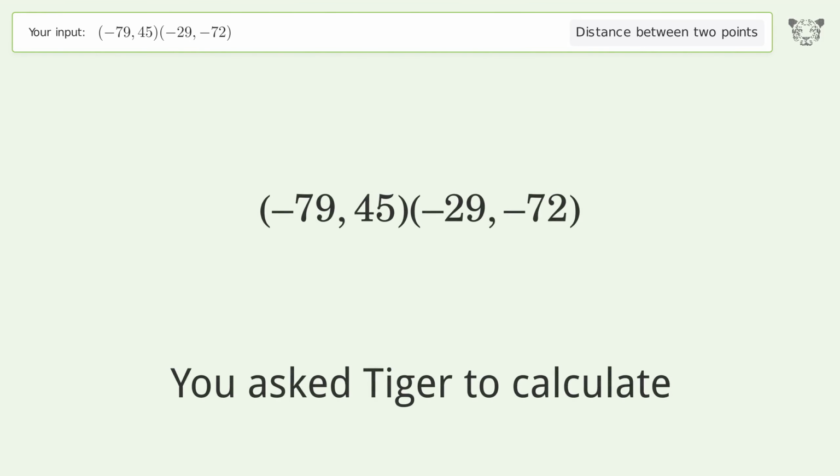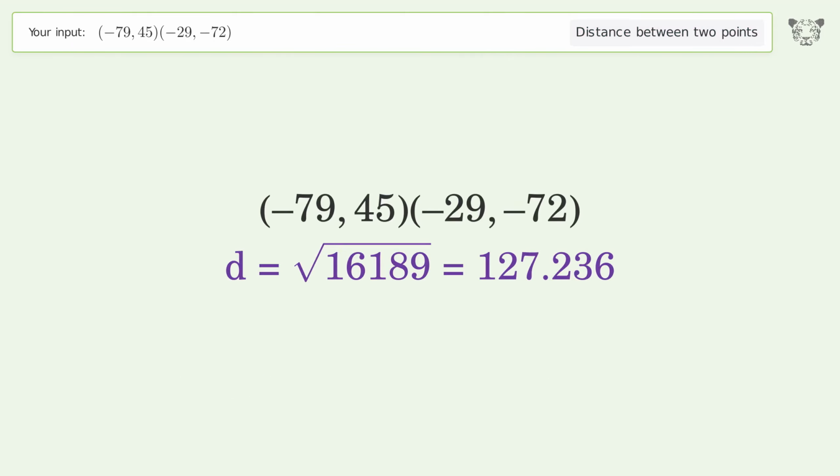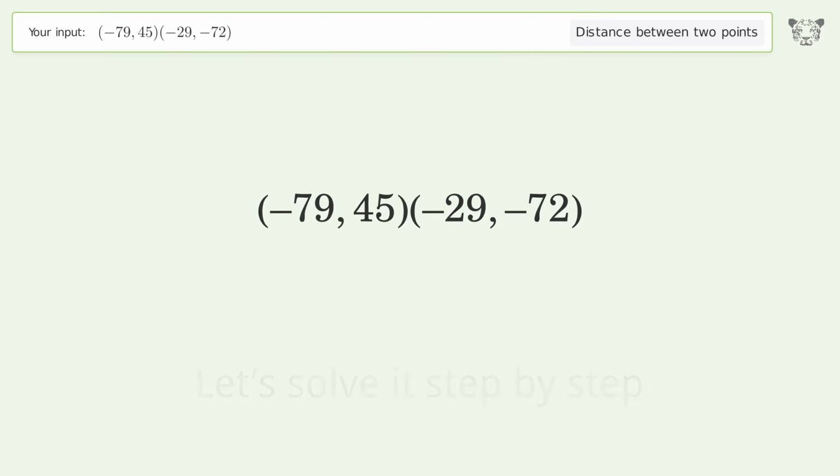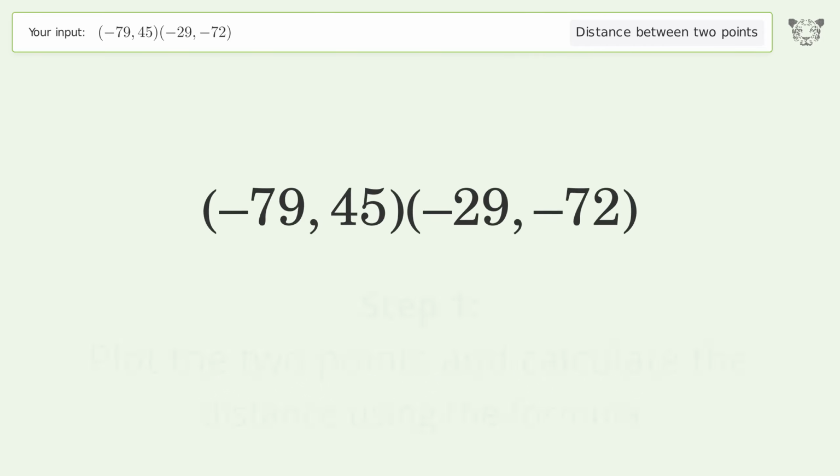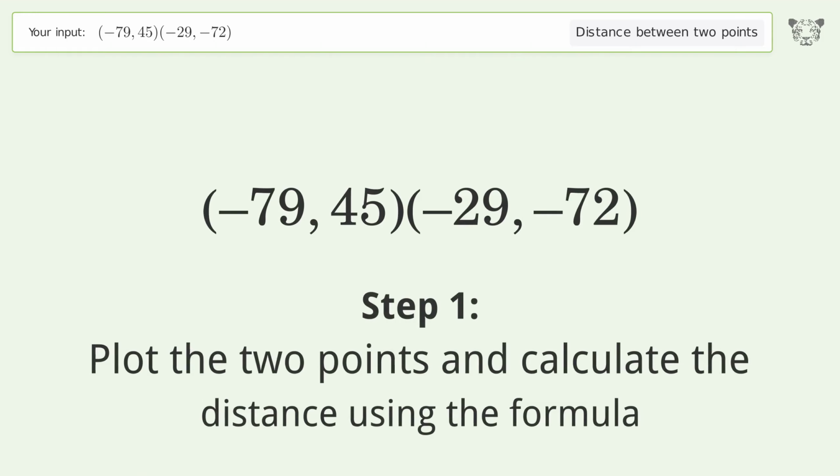You ask Tiger to calculate. This deals with the distance between 2 points. The distance between the 2 points is the square root of 16,189 or 127.236. Let's solve it step by step. Plot the 2 points and calculate the distance using the formula.